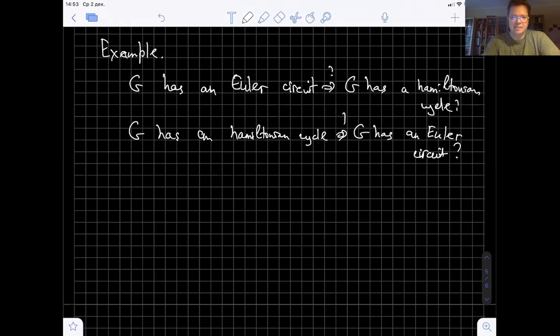Sir, can you hear me? Yeah, of course. So I think in an Euler circuit we can visit a vertex multiple times, but in a Hamiltonian cycle we cannot. Yes, of course.